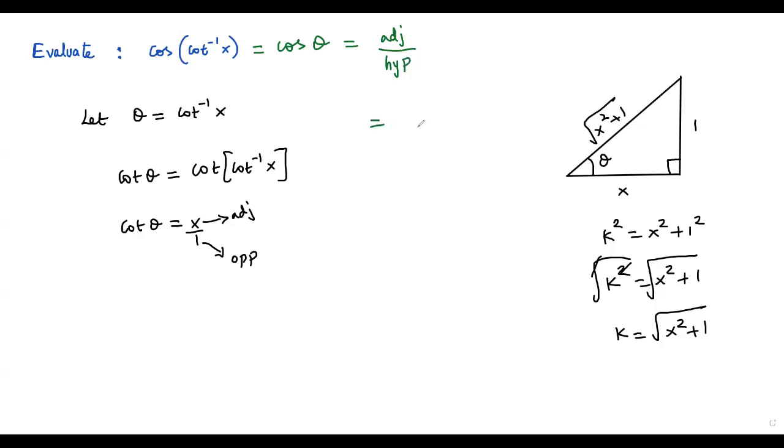What is the length of the adjacent side? The adjacent side is x, we already know that. And what is the length of the hypotenuse? It's square root of x squared plus 1. Now I have evaluated the given trigonometric expression, which is equal to x over square root of x squared plus 1.